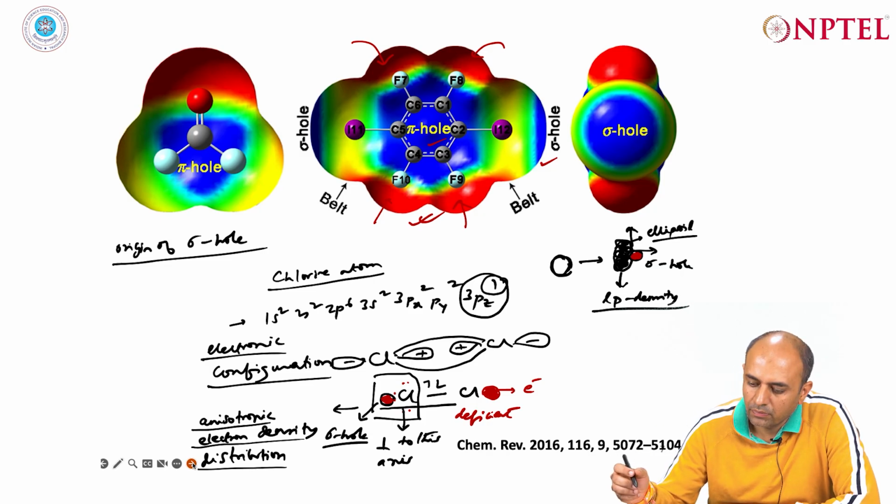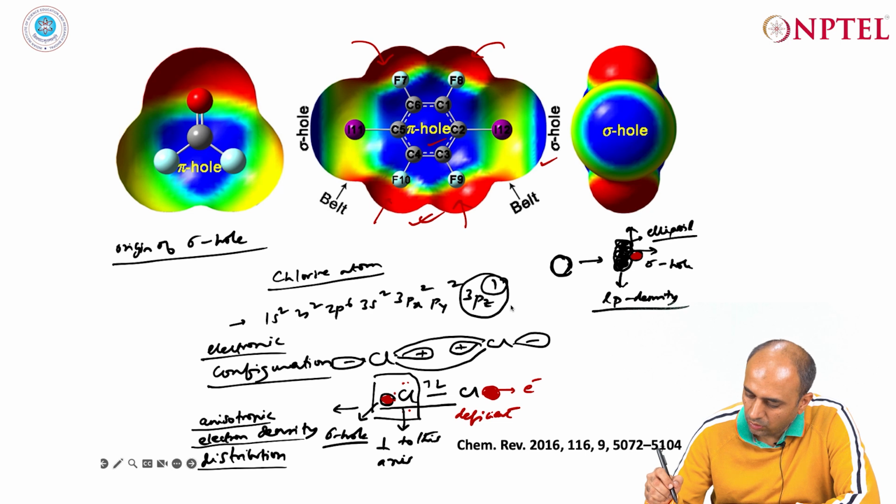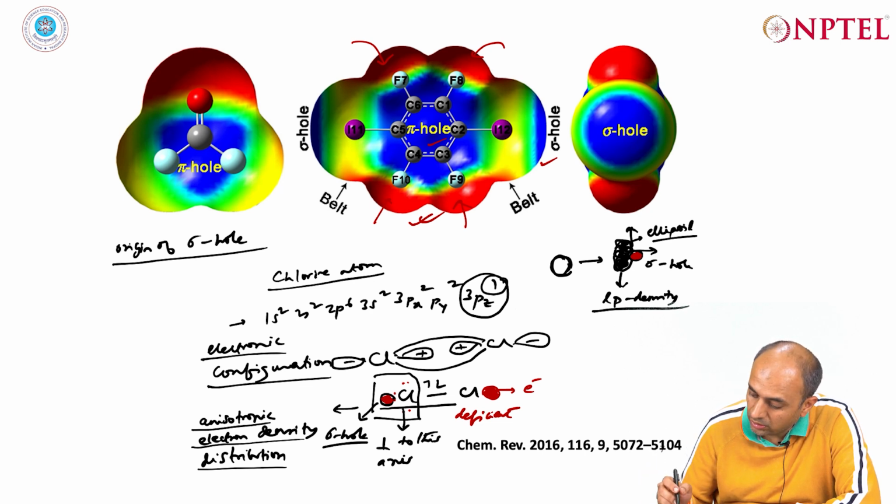So hello everybody. In the last lecture we were discussing the presence of the sigma hole and its origin. To recapitulate, we realized that the origin of the sigma hole is the presence of an electron deficient region along the C-Cl bond axis that gives rise to an electrostatically positive region, and the lone pair density is perpendicular to this C-Cl bond axis, which is electrostatically more rich.